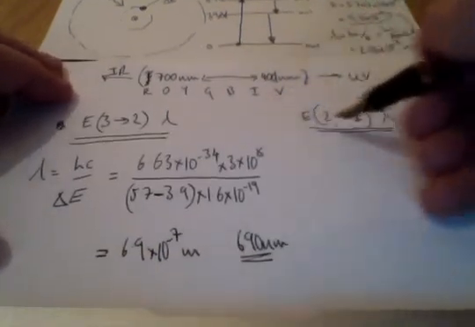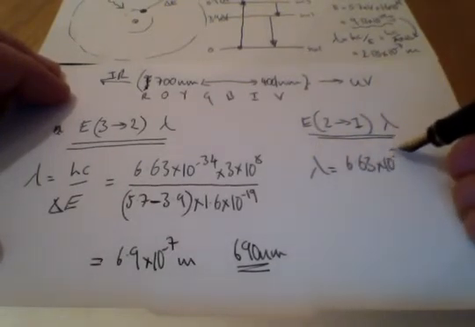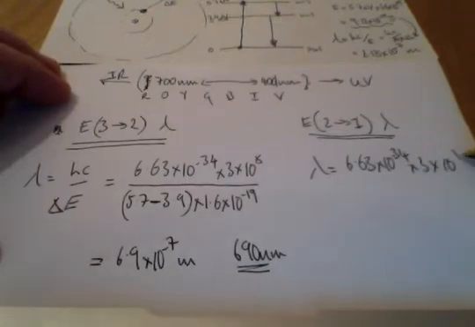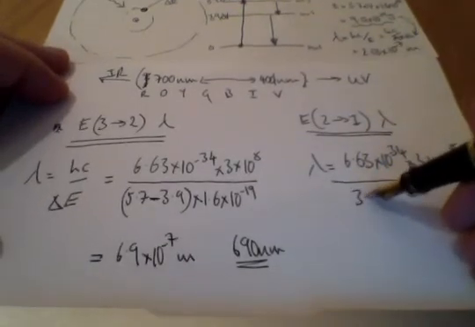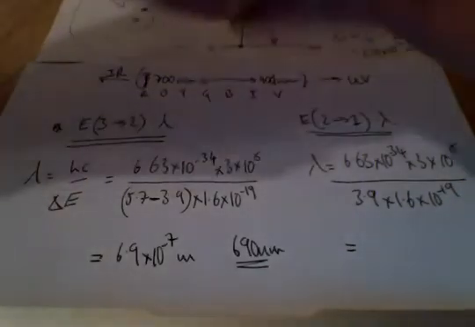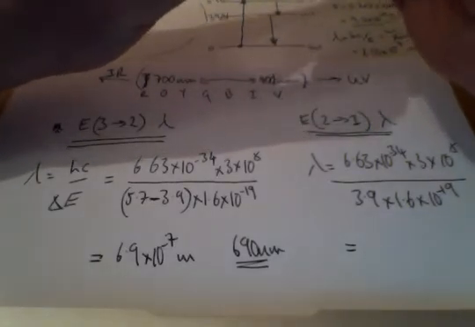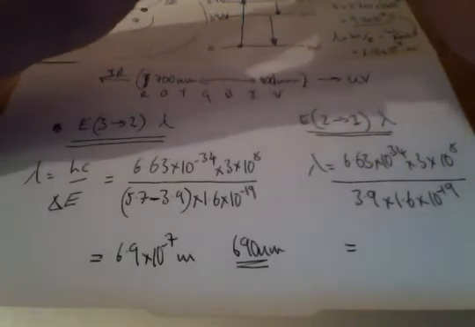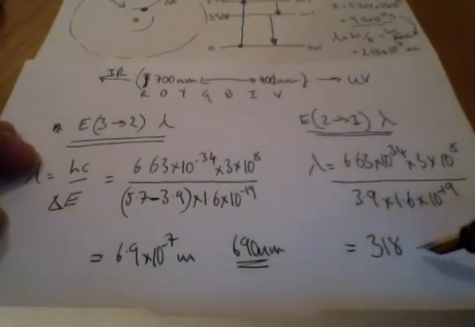Okay, what's happening on the other side if we go 2 to 1? Well, we can work quickly on this now because we've practiced. 3 times 10 to the 8, divide that by, I'm now looking at the 2 to 1, so it's a 3.9 energy gap, and that should give me something in the order of, just to be absolutely sure, I'll work it through again. Yeah, that gives me something over 318 nanometers.